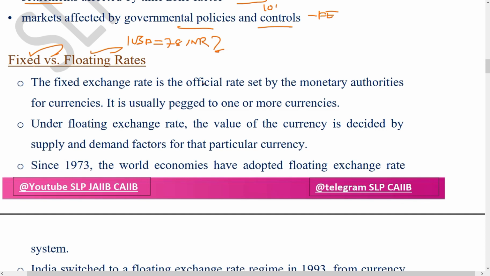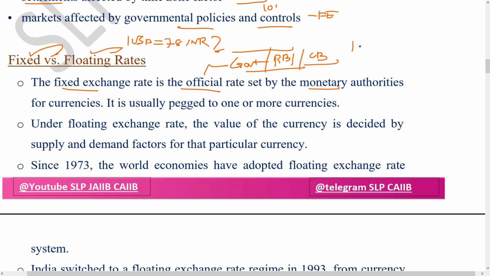So fixed exchange rate means what? It is set by the official, official means government. Monetary means central banks, like RBI. In our India, RBI is not fixing the currency rate. India is following the floating exchange rate. If it is fixed by official means, either by the government or by the central bank of that particular country, they themselves will fix it.